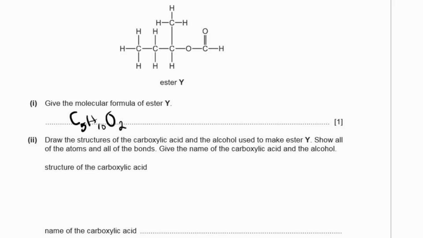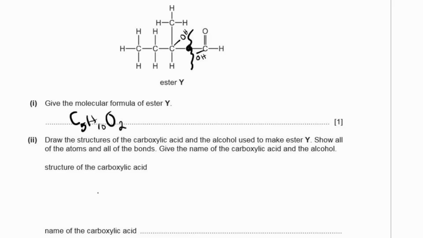2. Draw the structures of the carboxylic acid and the alcohol used to make ester Y. Show all of the atoms and all of the bonds. Give the name of the carboxylic acid and the alcohol. Okay, so if you look at this, the reaction occurred basically along here. And on one side, we have the alcohol. So that would be an OH. I'm just going to cross out that. And here, we have our acid, OH.